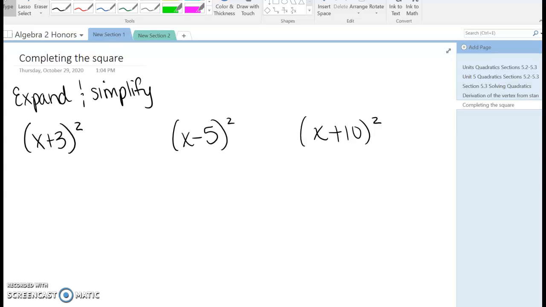All right, in today's video, we're going to talk about how to complete the square. In order to understand completing the square, it's important for us to understand where those squared terms come from. So I'm going to start by having us expand the following terms.